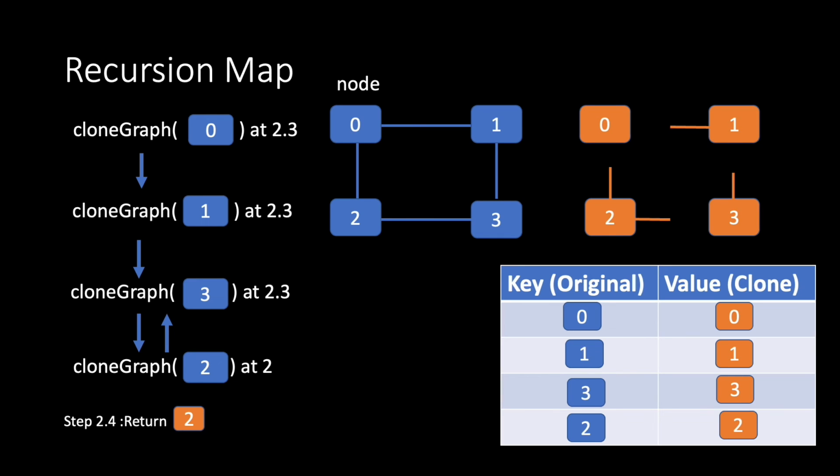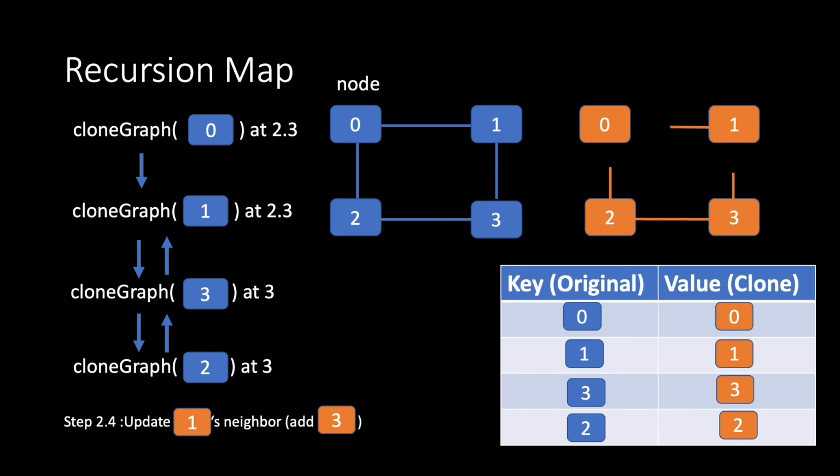And after that, we're going to reach the end of the function. So we're just going to return the clone node. In this case, currently we are at 2. And we're going to go back to the previous recursive call, which is cloneGraph 3. We stopped at step 2.3, so we're just going to continue at step 2.4, which is to update 3's neighbor. We're going to add 2 to 3's neighbor using the hash map. And then we'll reach the end of the function again, so we'll just return the clone node, which is 3 in this case. We'll go back to the previous one, which is cloneGraph 1.